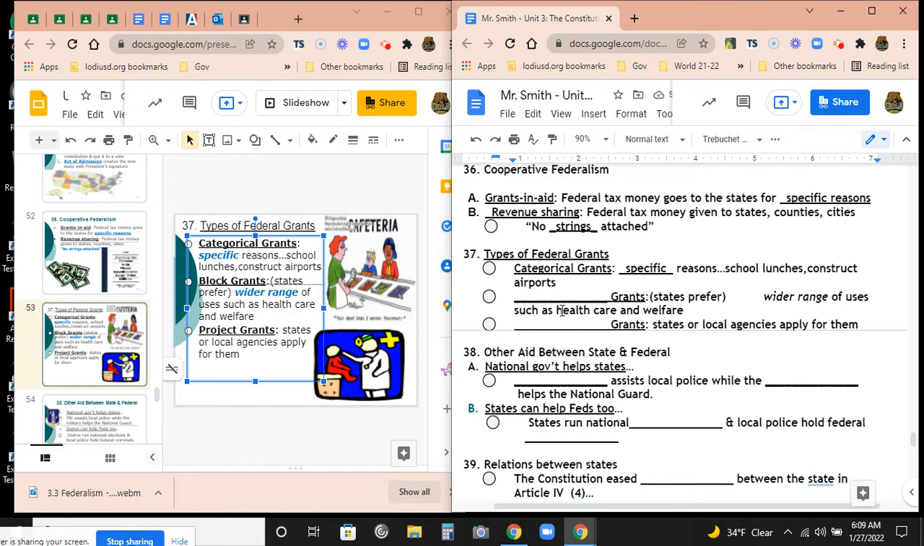Then you have what's known as block grants. States tend to prefer these because then they get more freedom with the money. They have a wider range of spending options. Healthcare and welfare are an example, and it's a little less regulated than the categorical grants.